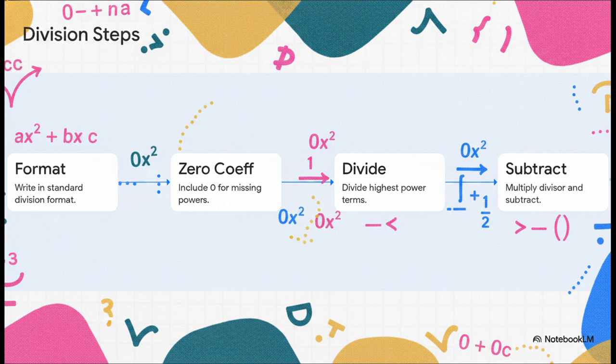You just follow a methodical set of steps. You write it out in standard format, making absolutely sure to include a zero coefficient for any missing powers of x, to hold their place. Then, you divide the highest power term in the dividend by the first term of the divisor, multiply, subtract, and just repeat that loop until you hit your remainder.